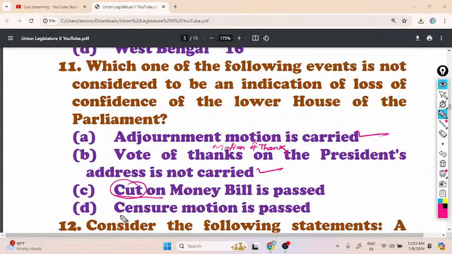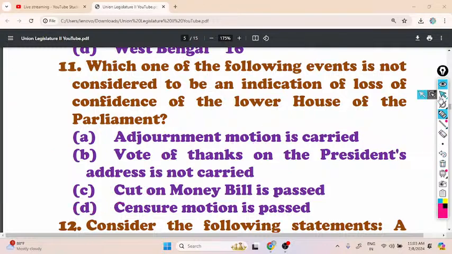And if court motions are passed, then it will show that the government has lost confidence. But a censure motion is introduced in Parliament, which is not usually voted, and it is censure against the government, criticizing the government or minister or ministers, even the council of ministers. But that does not amount to loss of confidence because it is not voted, first of all. So option D will be the appropriate answer to question number 11.